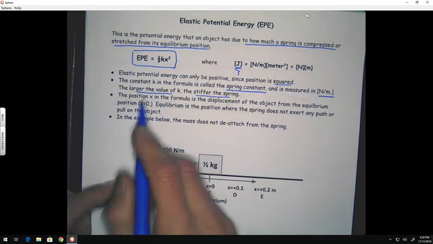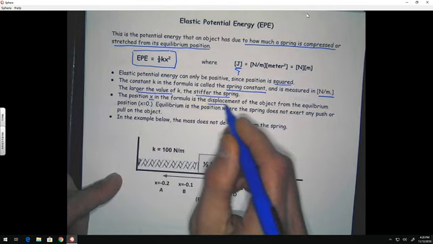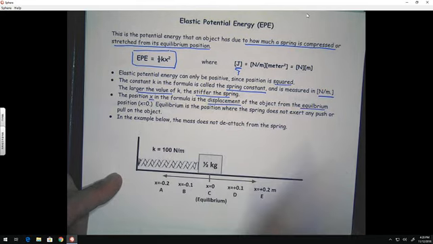We talked about the position x in this formula, or the variable x. That's really kind of representing the displacement of the object from equilibrium. And so we talked about that.